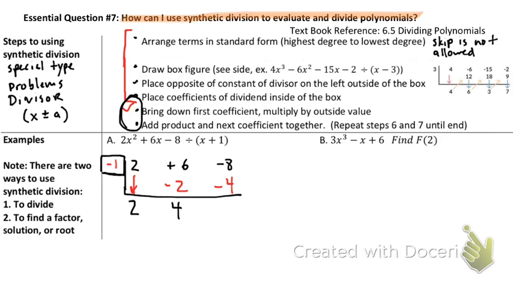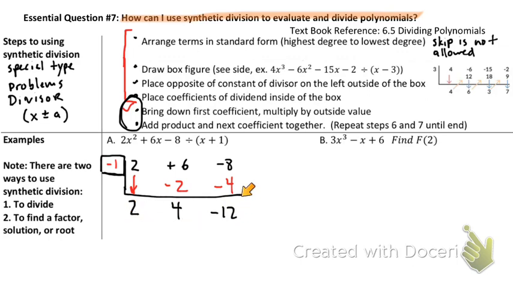So what we did was -1 times 4, and the answer went there. Okay. Now let's do this math here. -8 and -4, that's going to give me -12. Since there's nothing else to put in the new column, we have finished synthetic division.